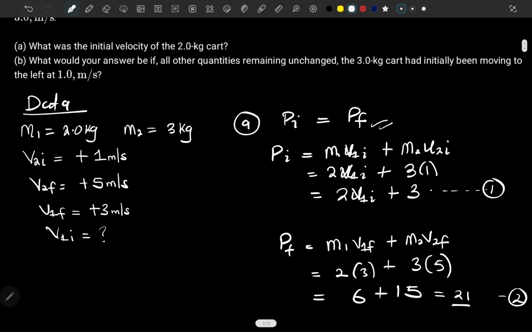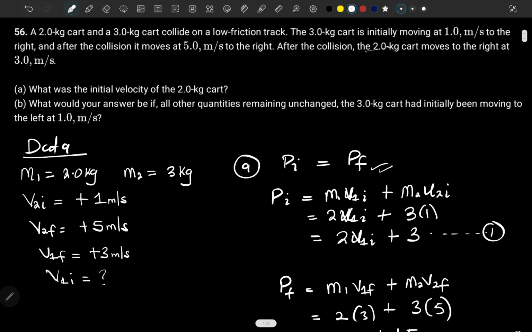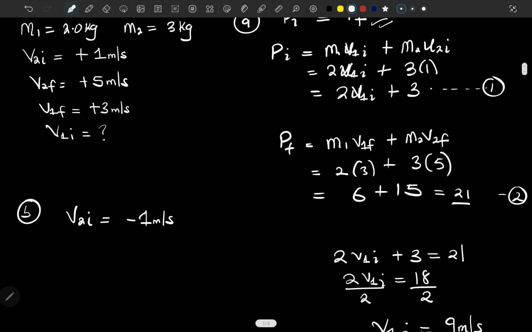What would your answer be with all other quantities remaining unchanged, if the 3 kg cart had initially been moving to the left at 1 meter per second? Meaning, in part B, our V2I is now negative 1 meter per second. That's what they're telling us. If it was moving at 1 meter per second to the left, the initial velocity of the 3 kg cart is now negative 1 meter per second.